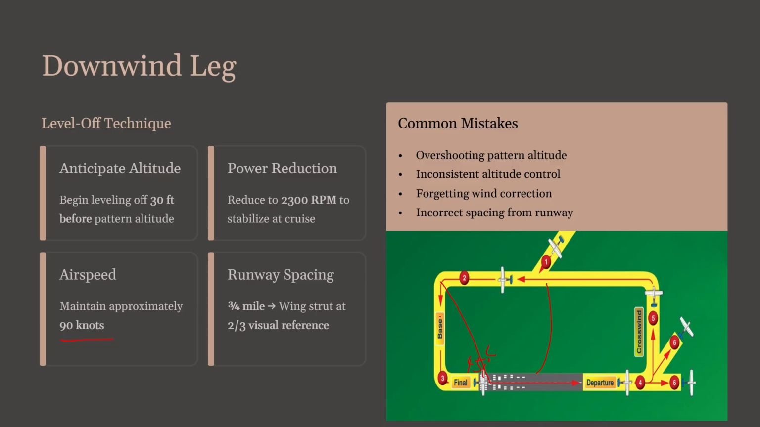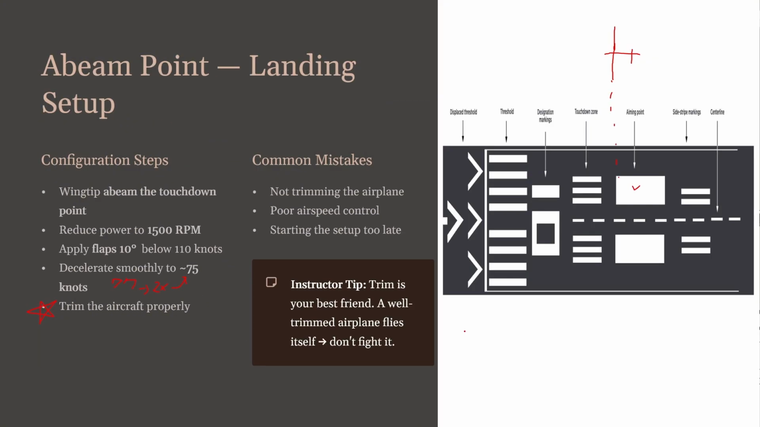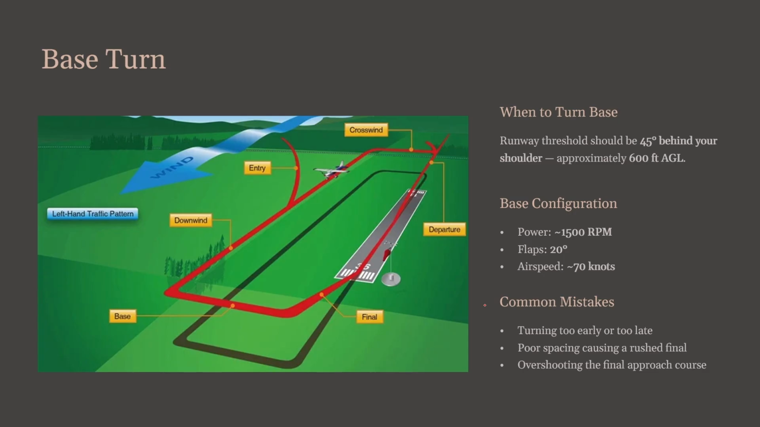Behind your shoulder, which is the usual cue to begin the base turn. Okay, cool. All right, we're done. Okay, base turn. And the base turn usually begins when the runway threshold appears about 45 degrees behind your shoulder. Many pilots estimate this by slightly leaning their head back and visually checking the angle behind them.